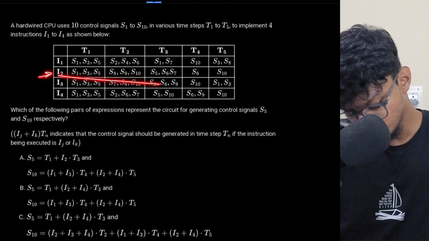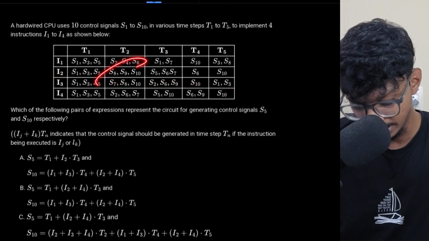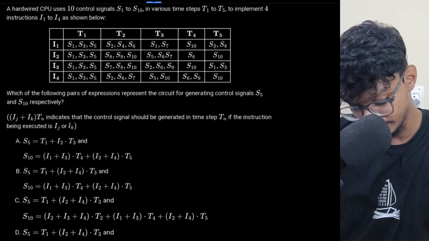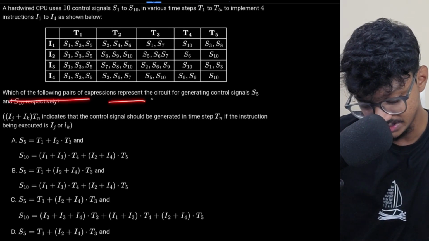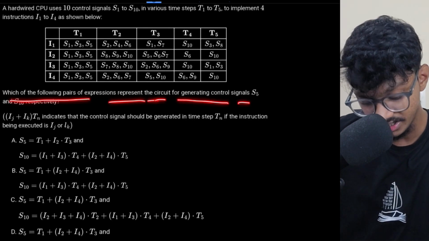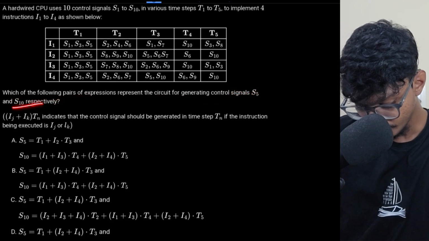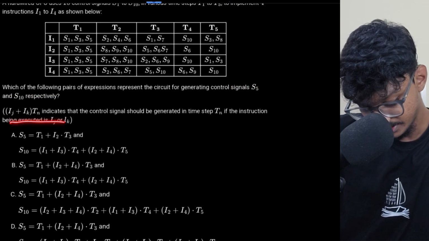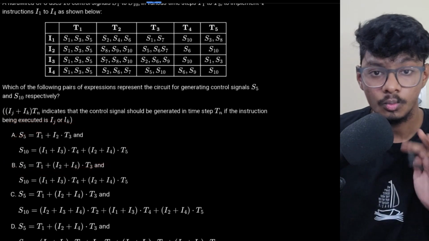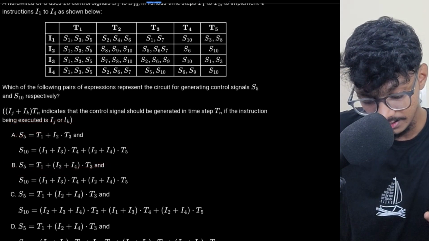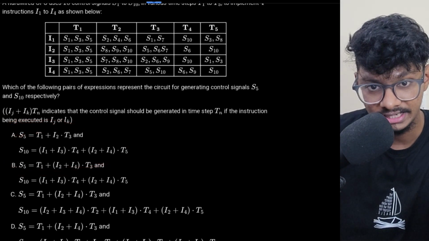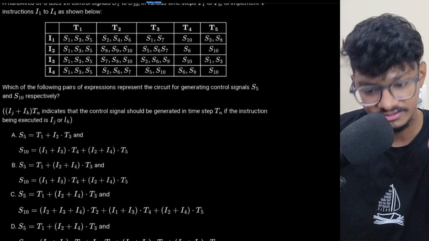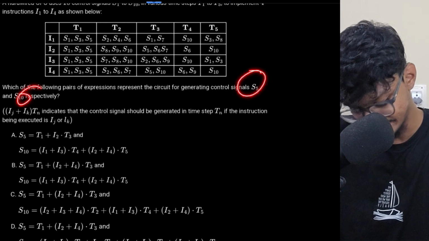And for I2, it is similar, right? But other signals will be high. So it has been designed. Now, what are they telling me? They are telling me which of the following pairs of expressions represent the circuit for generating control signals S5 and S10. Okay. So this is just the Boolean expression. That's it. So what are they asking? They are asking me to write down the Boolean logic for signals S5 and S10.